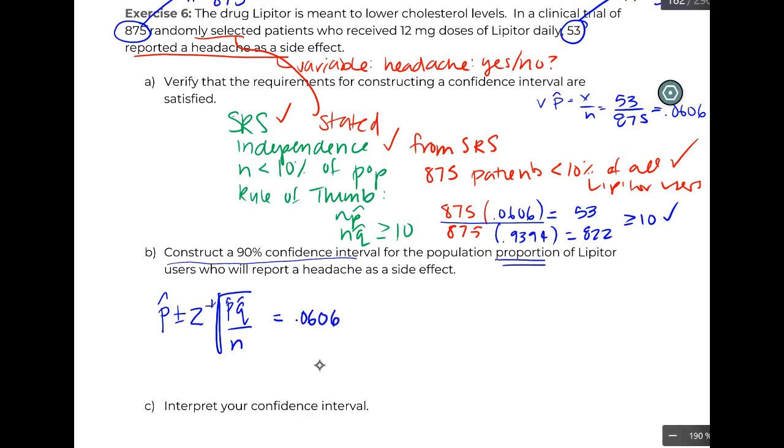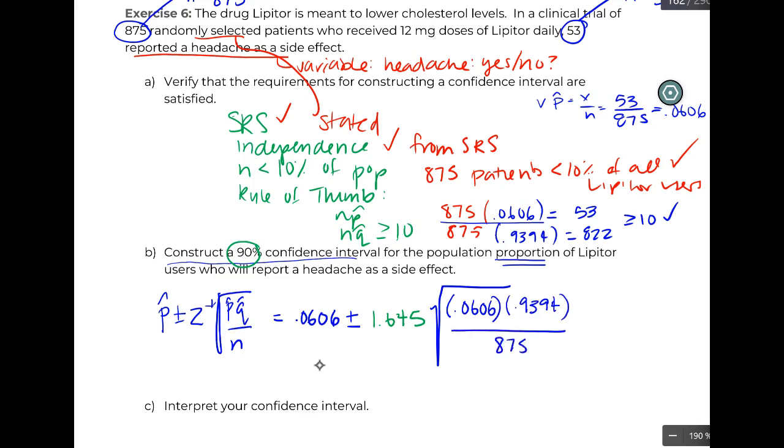P hat was 0.0606. Z star is going to be based on this 90% confidence interval. We'll look that up in that table, or grab it off of our note card, or we have that memorized as 1.645. Then we have our standard error, which is the square root of our P hat times our Q hat, which is just 1 minus that, all over our N of 875. And if you're doing this by hand, calculate your margin of error first, and then add or subtract that. If you have the bigger calculator, this entire thing will be done by doing one prop Z interval.